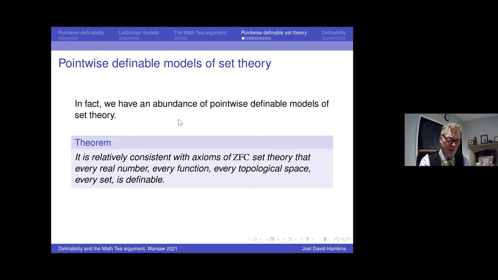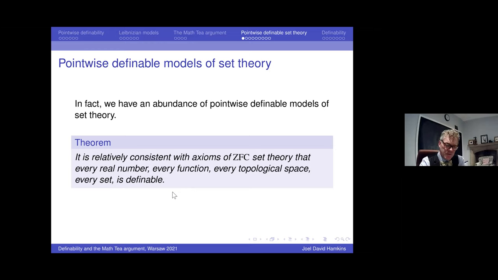Of course, that's a kind of ambiguous way to say it, that everything is definable, because this statement is not expressible. So it's not really correct to say that it's relatively consistent with the axioms that that thing is true. What I really mean here is that there are pointwise definable models of ZFC, if there are any at all.